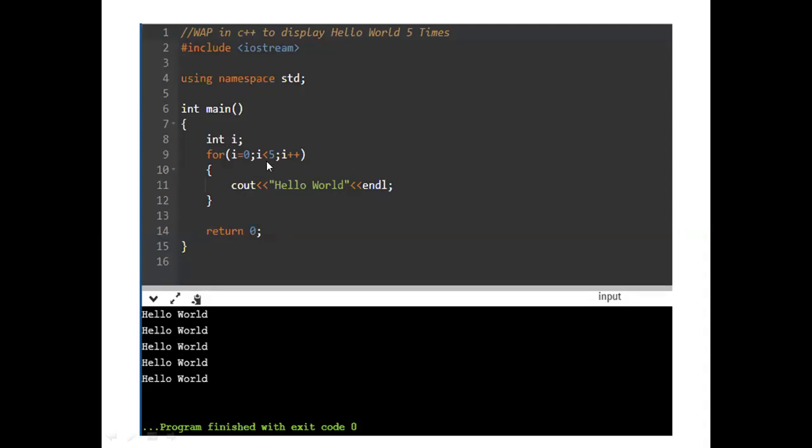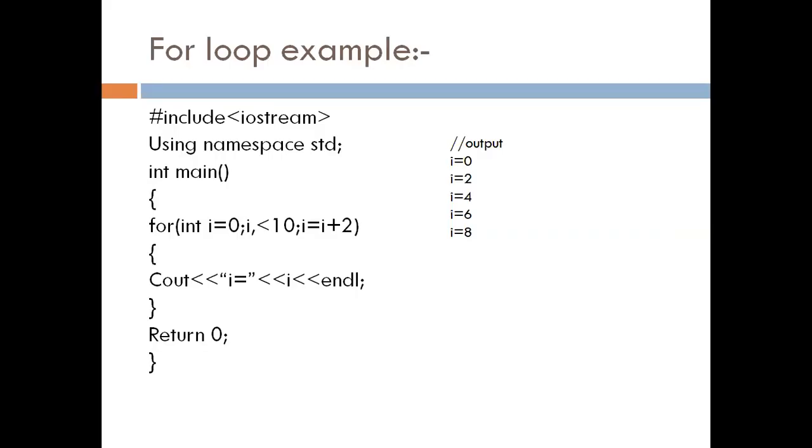Now 1 is less than 5, yes, so it displays hello world a second time. Then i plus plus, so i becomes 2. 2 is less than 5, yes, so it displays hello world a third time. The value of i increases by 1 each time, and likewise it displays hello world 5 times. It means this for loop iterates from i equals 0 to i equals 4. When the value of i becomes 5, 5 less than 5 is false, so this block does not get executed.